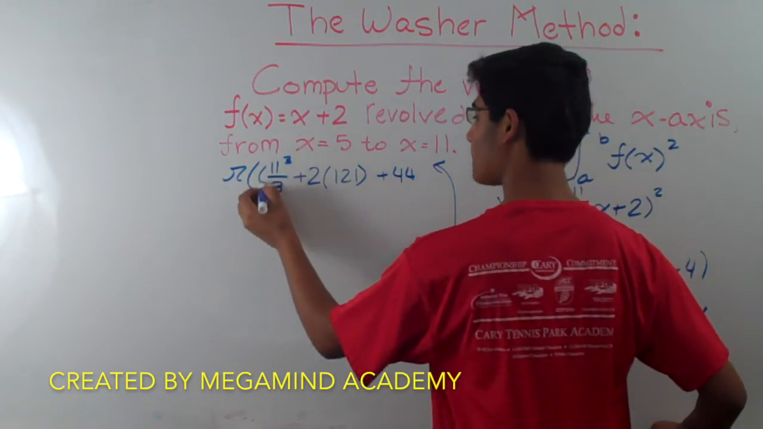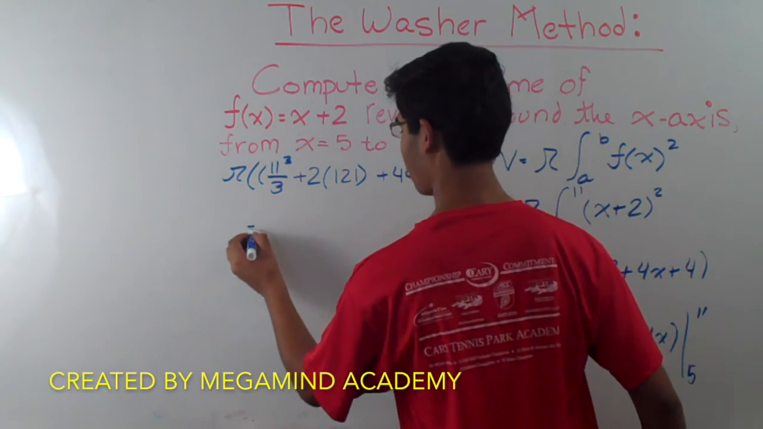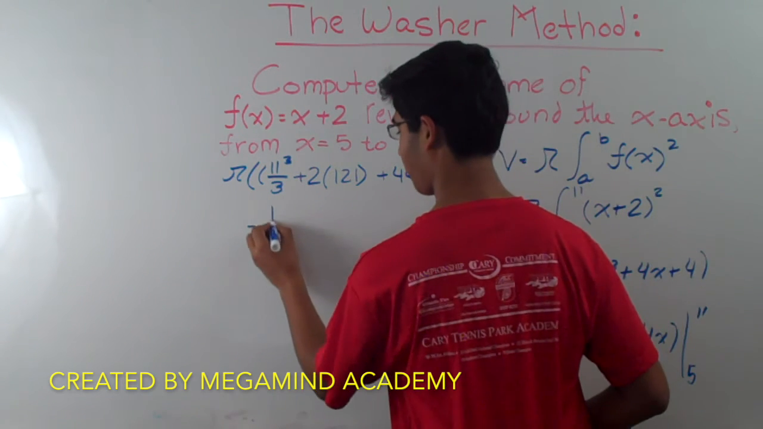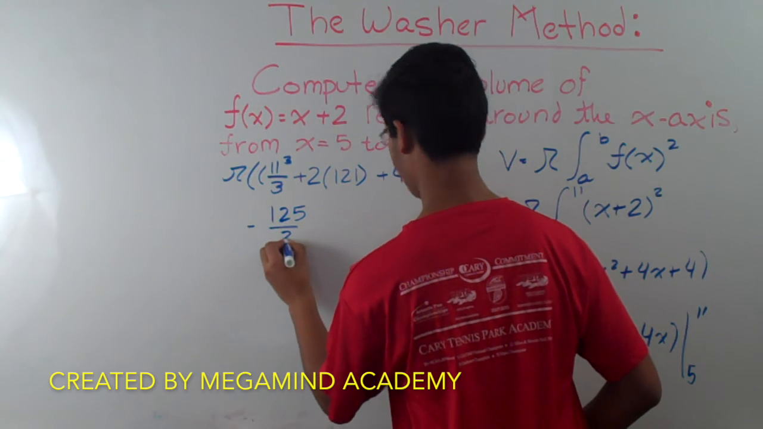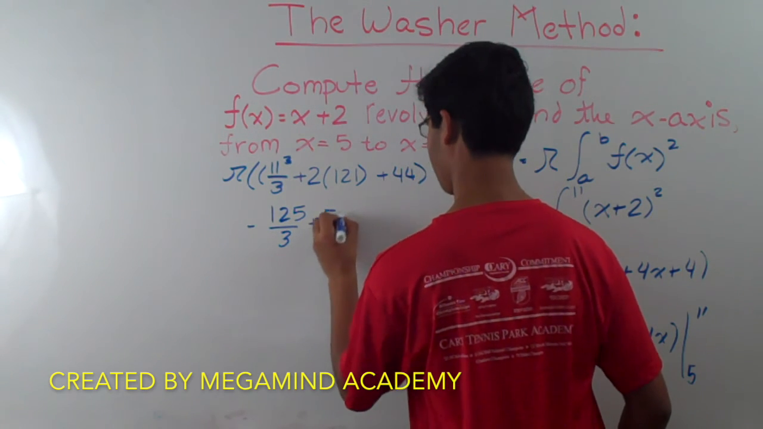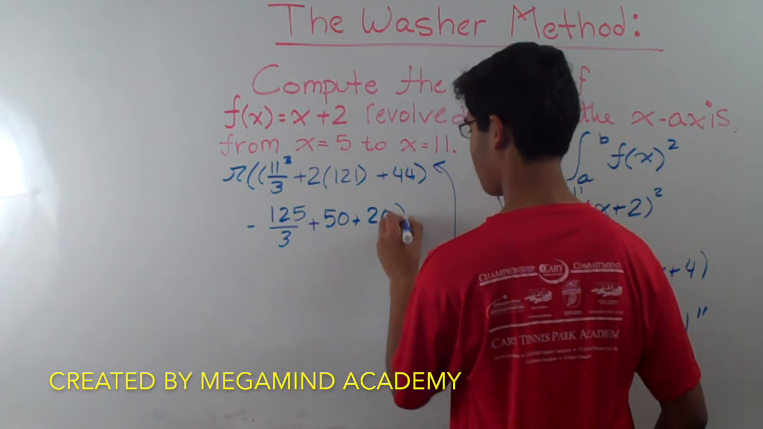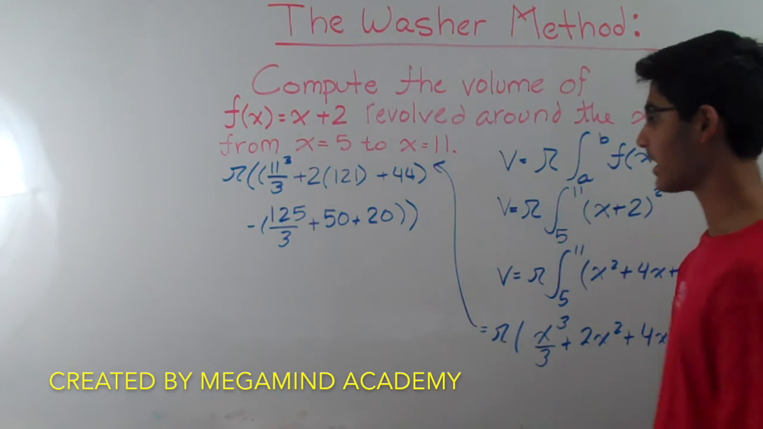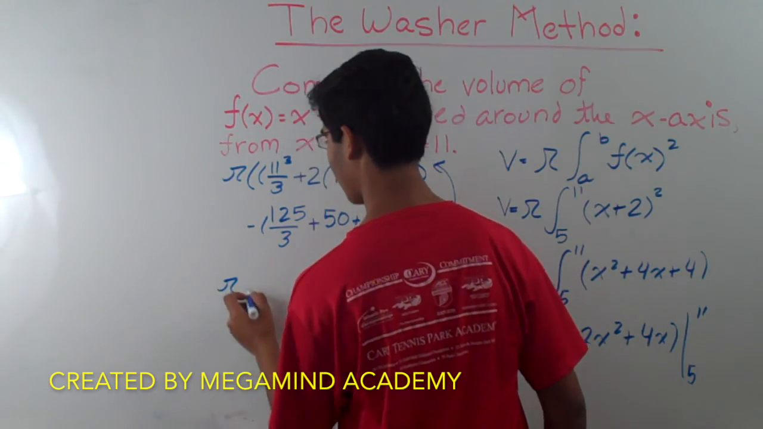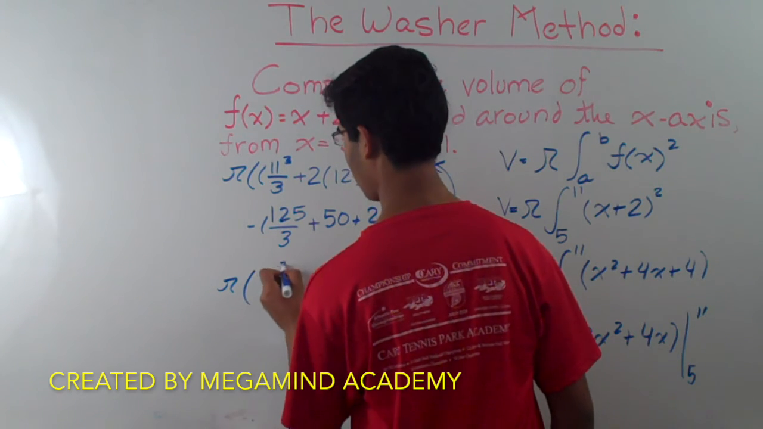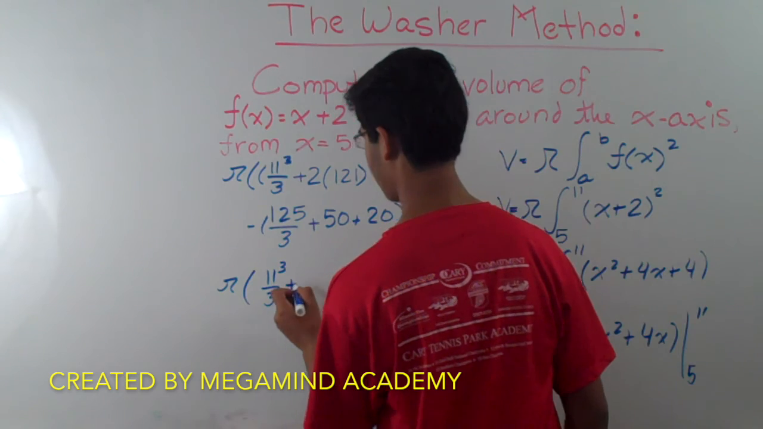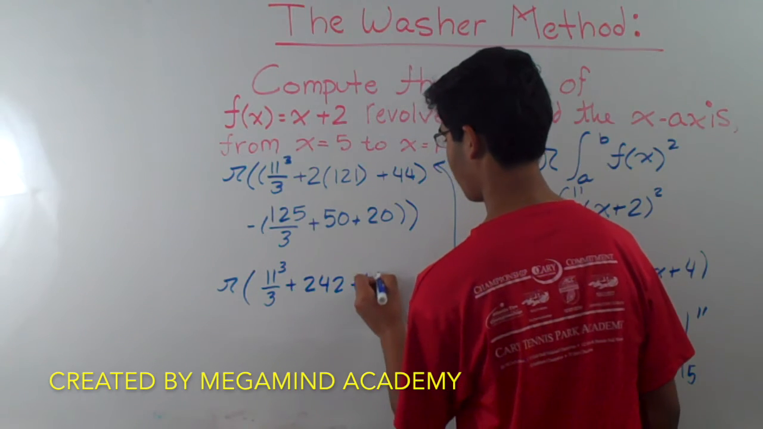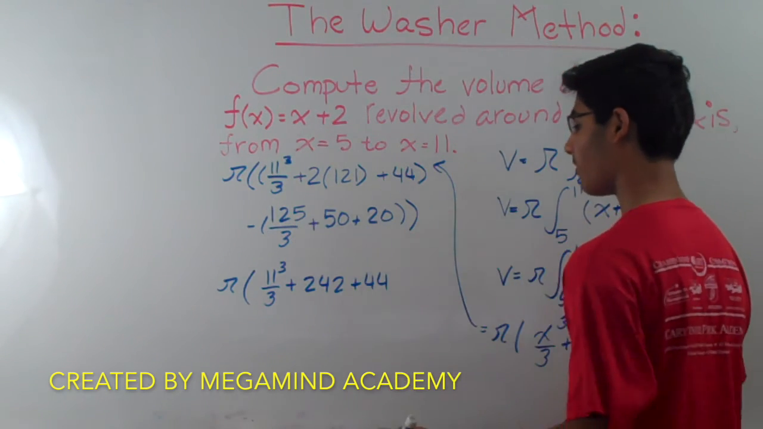Now we have to subtract whatever we get when we plug in 5. So we get 5 cubed, which is 125 over 3, plus 50, plus 20. We have to subtract this from the value up here. So this would be equal to pi times 11 cubed over 3 plus 242 plus 44 minus 125 over 3.